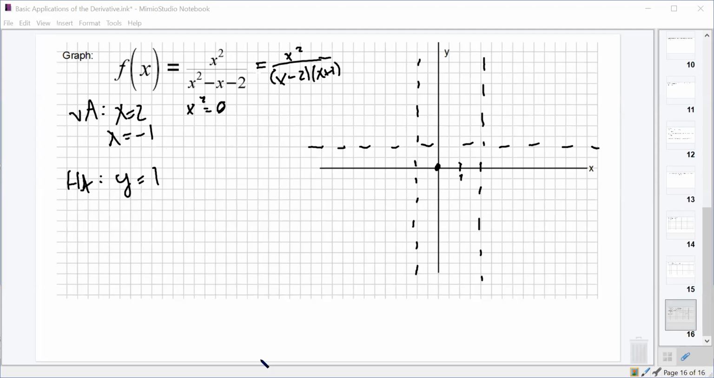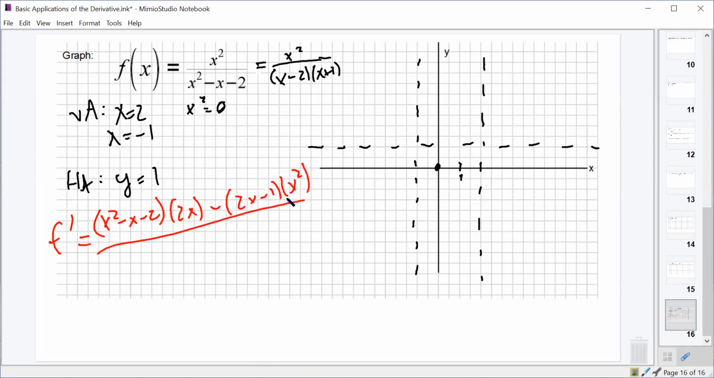All right, increasing, decreasing, maxima, minima from the derivative. So we'll take our derivative, f prime. Should be (x squared minus x minus 2) times 2x minus (2x minus 1) times x squared, all over (x squared minus x minus 2) squared. Everybody good with that? I hope.